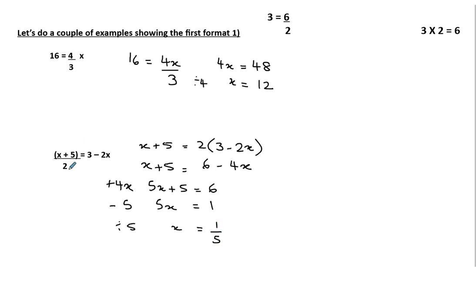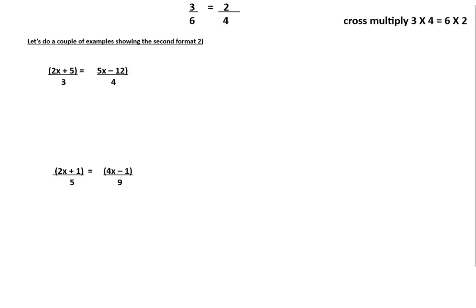Okay, so the question can look really ugly, but as long as you can recognize the format, it makes it much easier to do. Let's do a couple of examples with the second format. So if you've got 2x plus 5 over 3 equals 5x minus 12 over 4, then you can see it looks like the 3/6 equals 2 quarters.